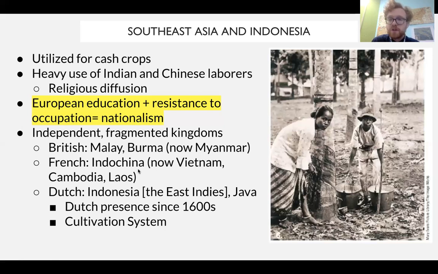And where do the French have colonies? It's Indochina. French Indochina is made up of the modern-day countries of Vietnam, Cambodia, Laos. So Indochina is an area with French imperialism.